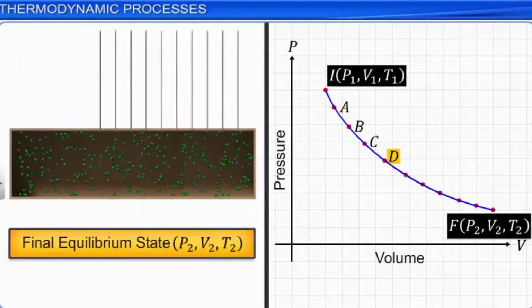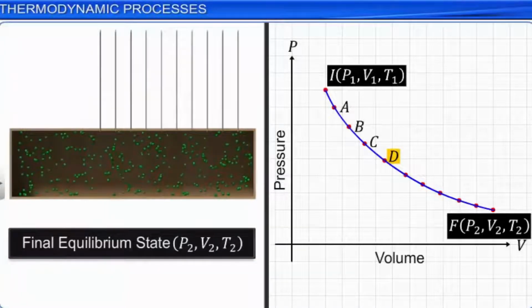The process we have shown is an idealized process in which the system is in equilibrium state at every stage. Such a process is called a quasi-static process.